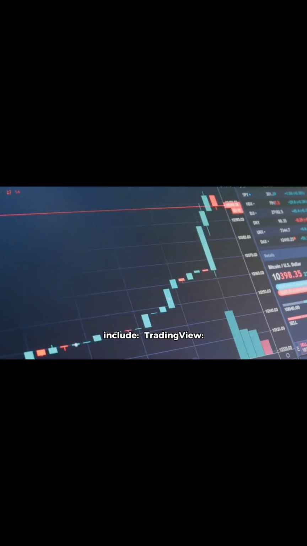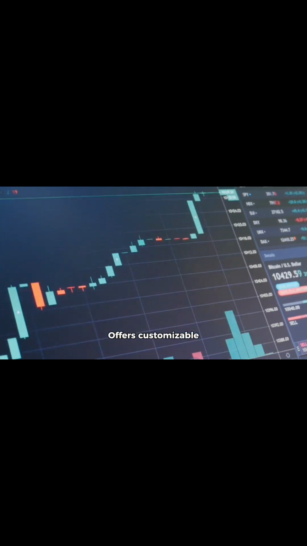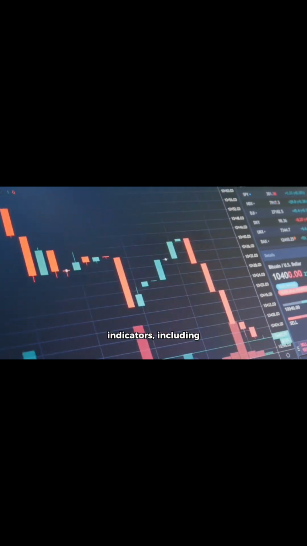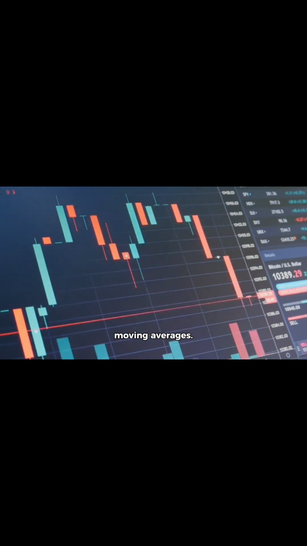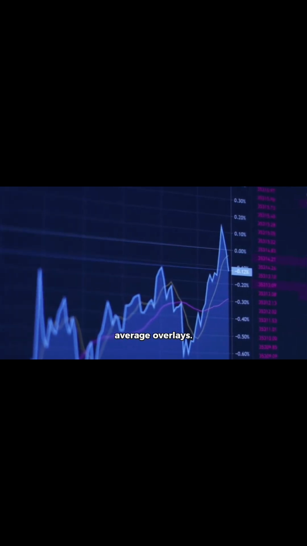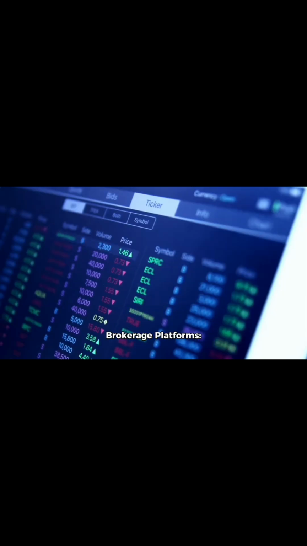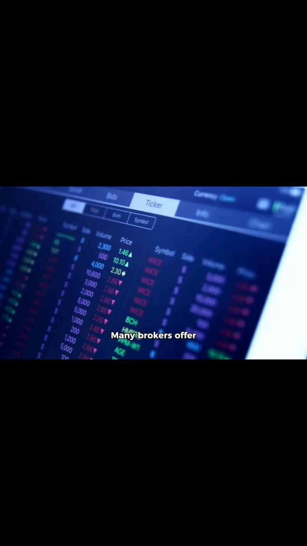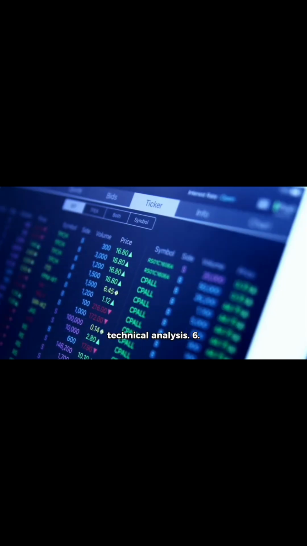5. Use charting tools or software. Alternatively, you can use financial charting tools, software, or trading platforms that automatically calculate and plot moving averages. Some popular platforms include TradingView, which offers customizable charts and various indicators, including moving averages. Yahoo Finance provides basic charting and moving average overlays. Brokerage platforms: many brokers offer built-in tools for technical analysis.